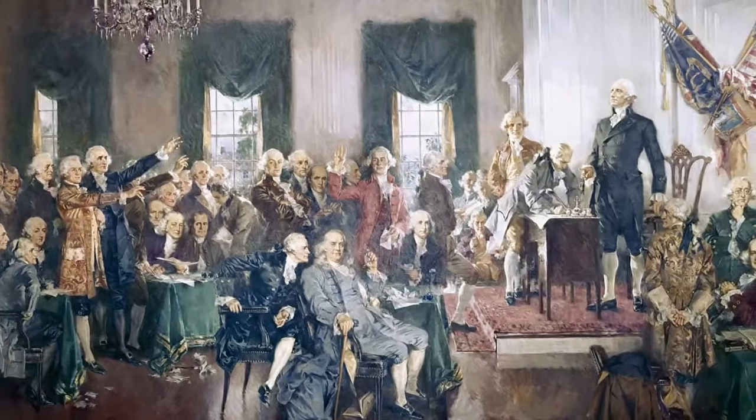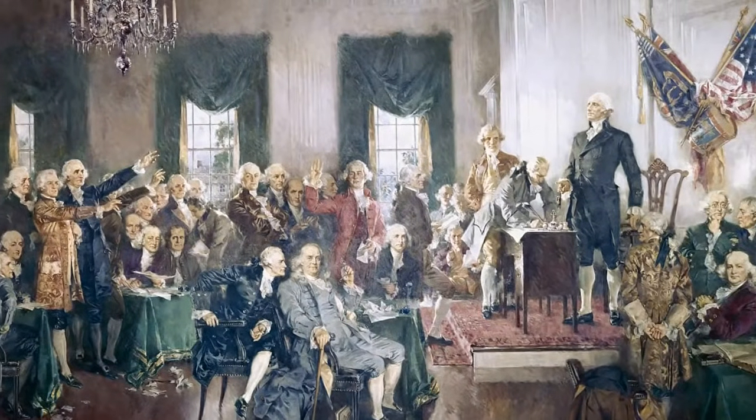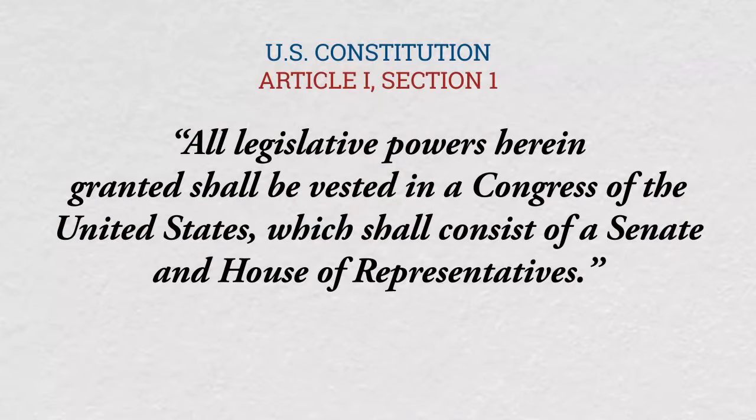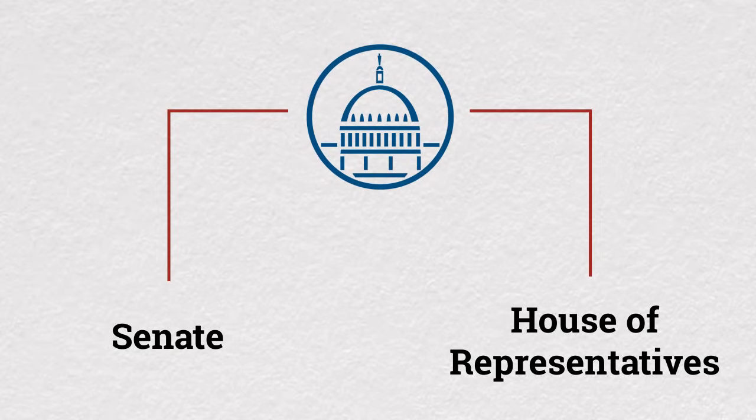So what does the Constitution do? The original Constitution, the Constitution the framers wrote, is pretty short. The first thing it does is create the federal government. Article 1 creates the federal legislature. That's Congress, the body that makes federal laws. Congress has two houses, the House of Representatives and the Senate.